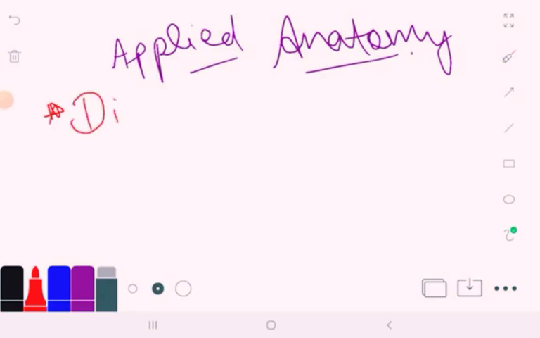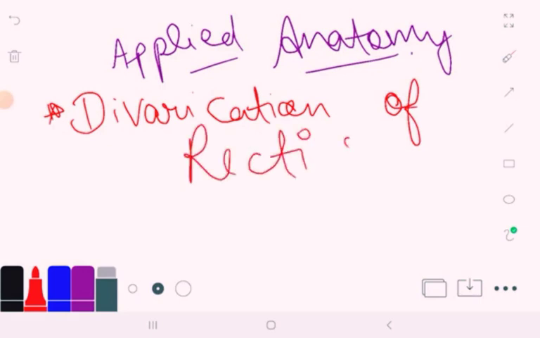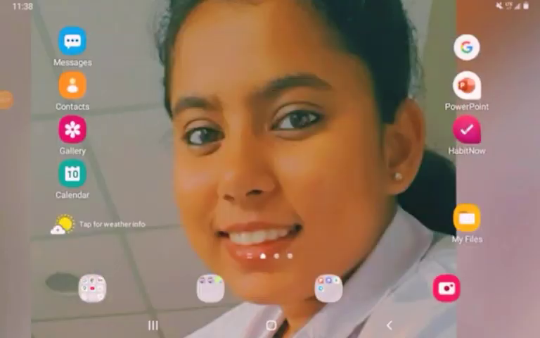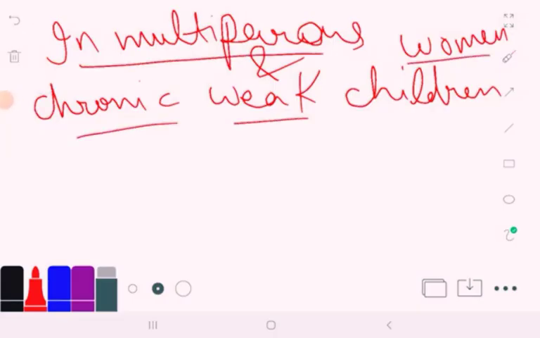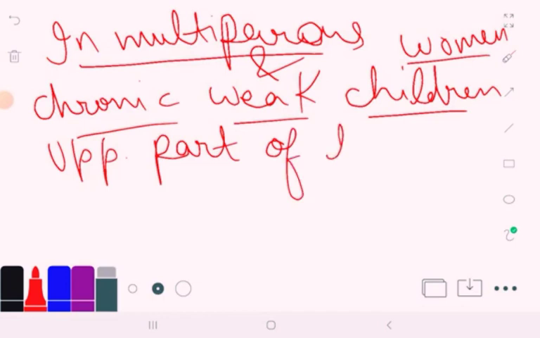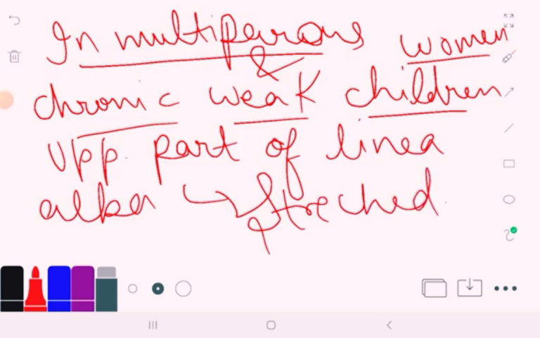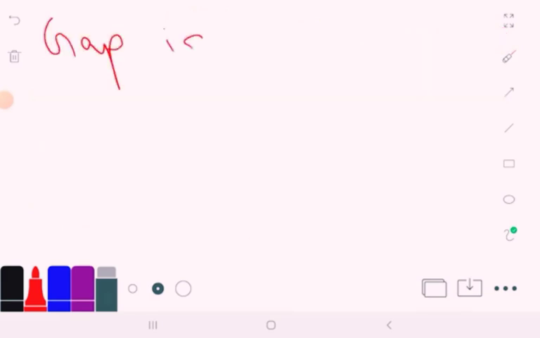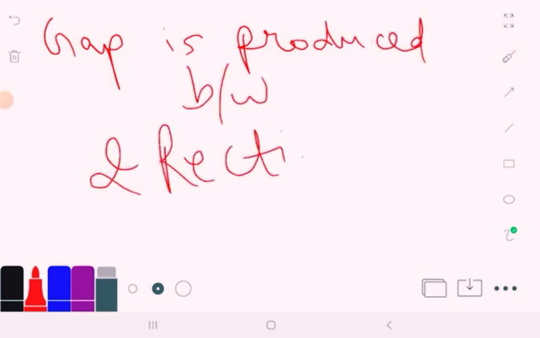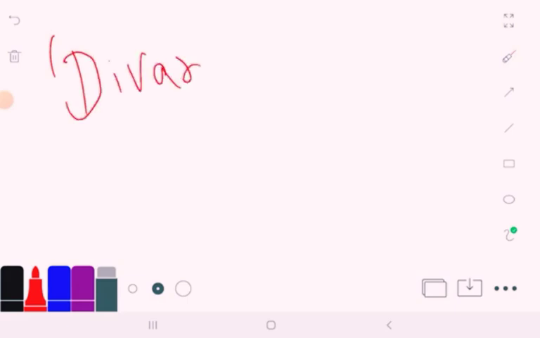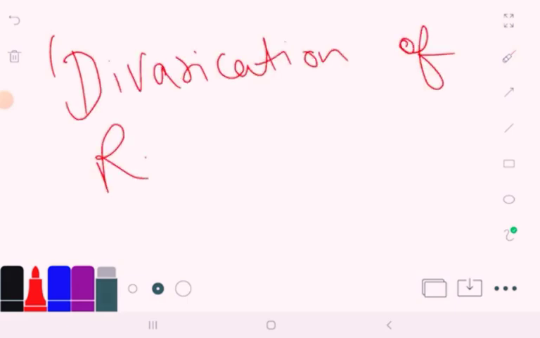Now the applied anatomy, the last topic. Divarication of recti. In multiparous women and chronic weak children, the upper part of linea alba becomes stretched and a gap is produced between the two recti. This is divarication of recti.